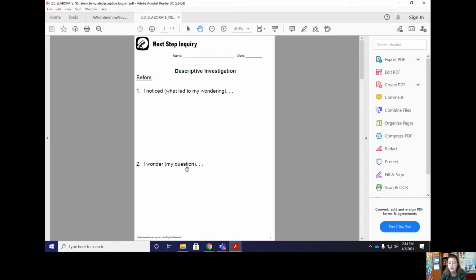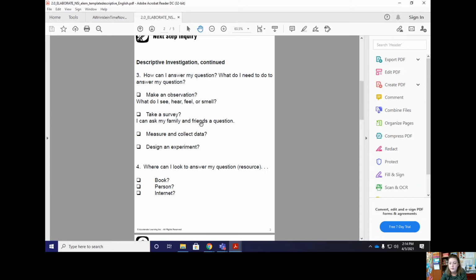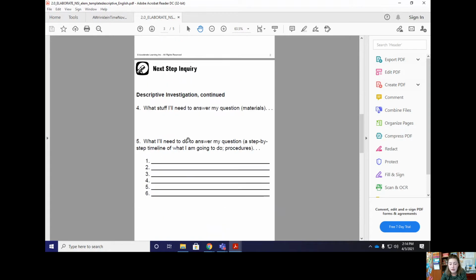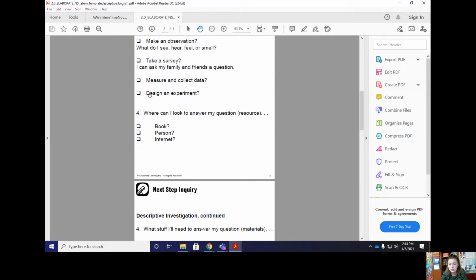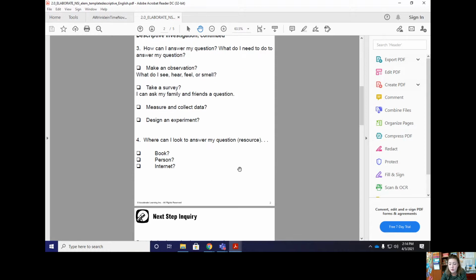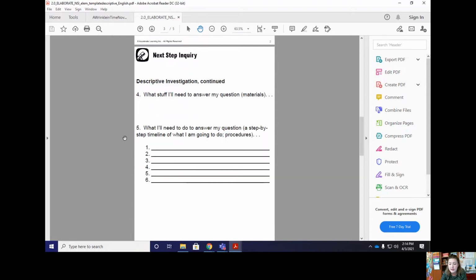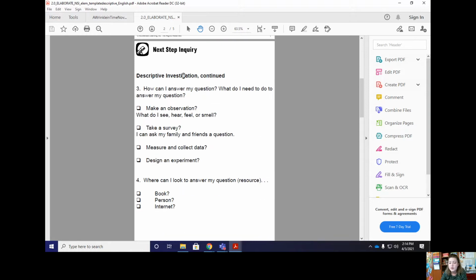Now, you're not going to be doing the before for questions 1 and 2. I just want to focus on question 3 and question 4 here, but on the second page, I want it to be just question 5. So on page 2, your question 3, I'm asking you, how can you answer the question?